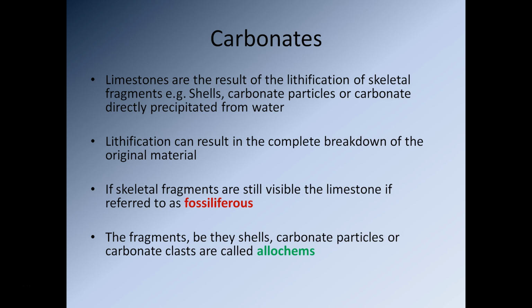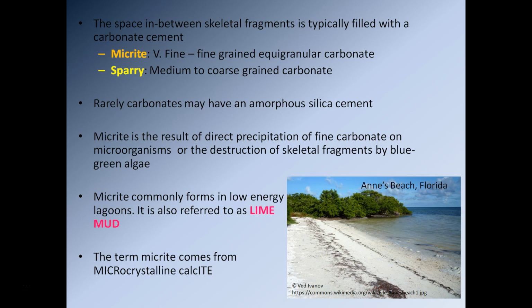The fragments, of course, as I say, can be shells, carbonate particles, or carbonate clasts, and they are referred to as allochems. That's the carbonate equivalent of a clast. So the space between the clasts, or the allochems should I say, is typically filled with a carbonate cement, which holds everything together. And these carbonate cements come in 2 varieties. There's a micrite cement, or a micritic cement. That's very, very fine-grained to fine-grained carbonate, and it's pretty equigranular, so all the carbonate crystals are the same size. And then we have a sparry calcite cement that's medium to coarse-grained, and the crystals have a range of sizes.